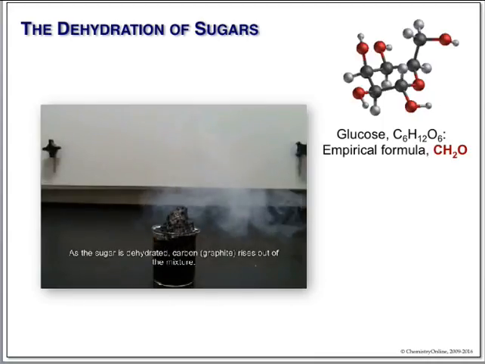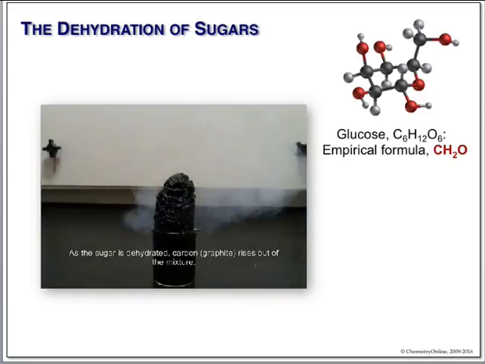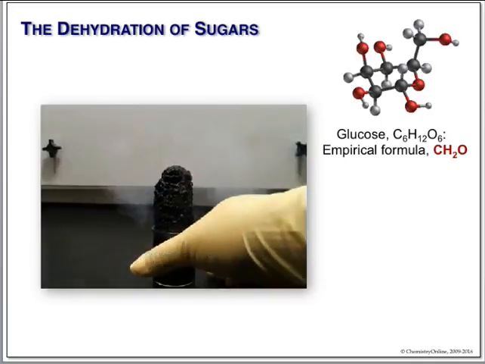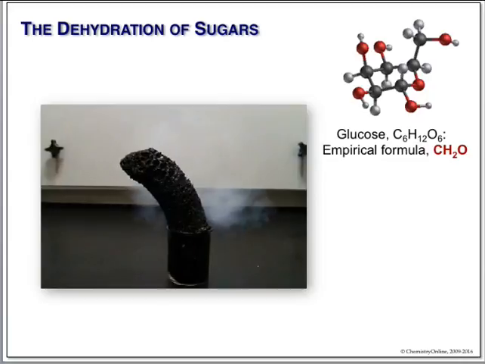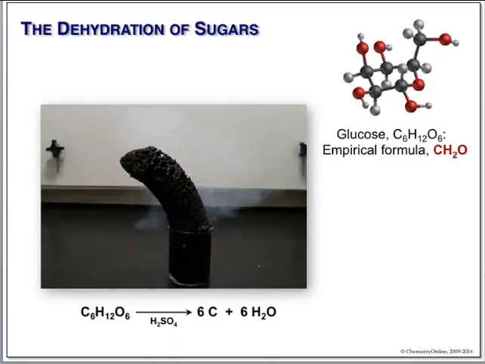it has sucked all the water out. All that's left here is the carbon. That is a column of graphite. It's the carbon from the carbohydrate after we remove the water. Here's our equation. This is glucose in the presence of sulfuric acid gives carbon. Sulfuric acid sucks out the water. Isn't that kind of neat?